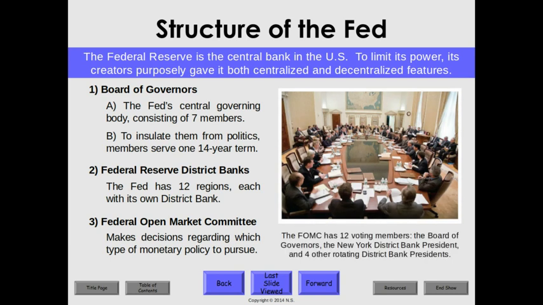The Fed makes decisions regarding which type of monetary policy to pursue. When we say pursue, to go after, to try to get. And the FOMC, they have 12 voting members: the Board of Governors, the New York District Bank president, and 4 other rotating district bank presidents.